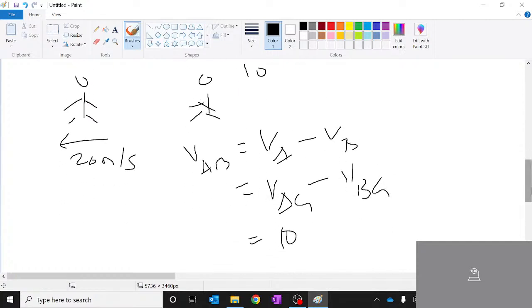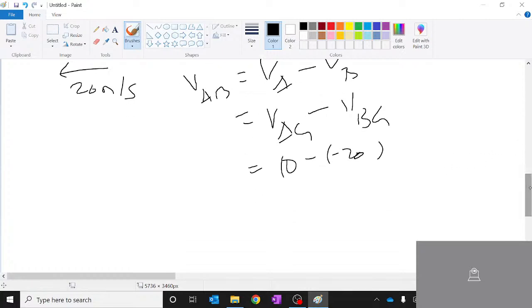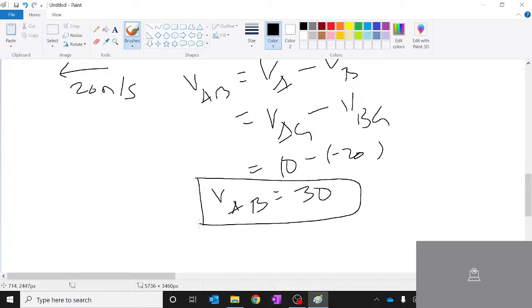Now what is velocity of B with respect to ground? It is nothing but minus 20, because it is traveling in the opposite direction. Velocity being a vector, direction is important. Therefore your relative velocity VAB is nothing but 10 plus 20, 30. Relative velocity of A with respect to B is 30.